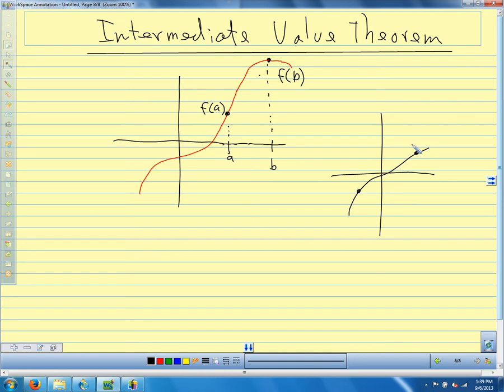And we can use the intermediate value theorem to help us decide where a zero might be. We know it's negative here and positive here, then the intermediate value theorem tells us it has to go through 0.